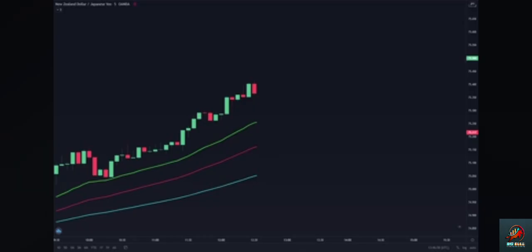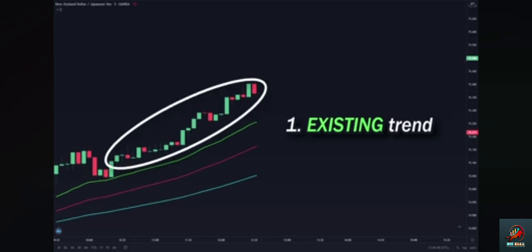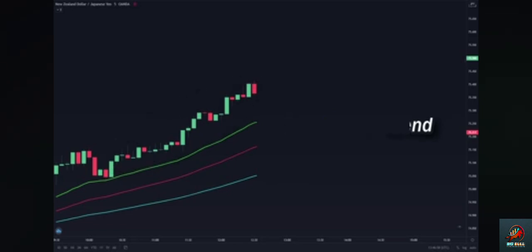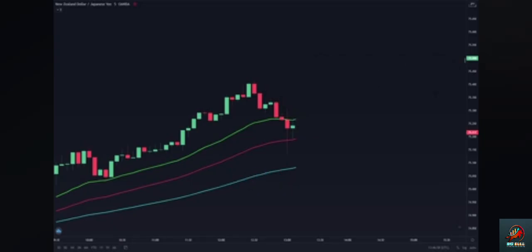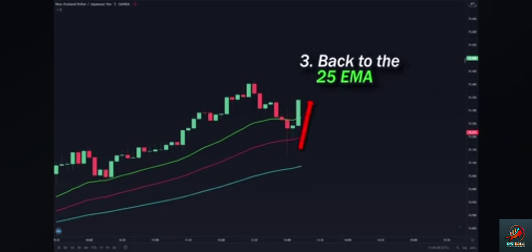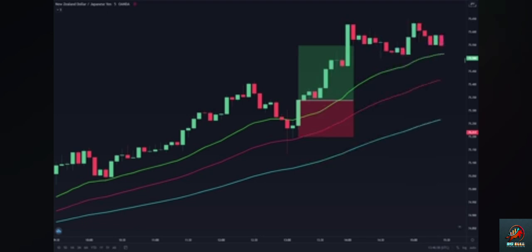In this chart, we can see that the market is currently on an uptrend as shown by all three EMA heading upwards, while all the candles are above the EMA. Next, we are waiting for a pullback towards the 25 or 50 EMA. But remember, it must not cross below the 100 EMA. So, once the pullback happens, the next step is to wait for the price to reverse back up to the 25 EMA. Once this happens, you take a buy position. Next, we set up our profit target and stop loss here. And as you can see, the price ends up hitting our profit target, so this counts as a successful trade.